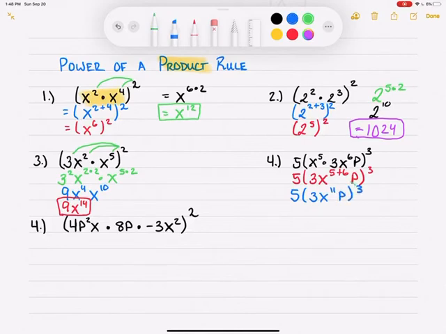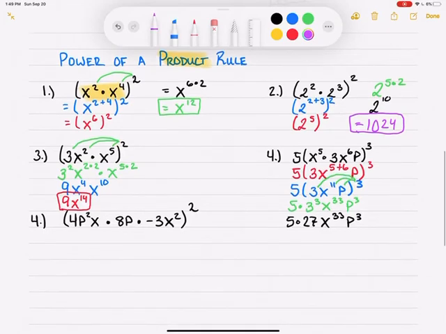Now I'm going to distribute that exponent of 3 to the coefficient 3, to the exponent 11, and to p. This becomes 5 times 3 to the 3rd, x to the 33rd, p to the 3rd. So now I have 5 times 27, x to the 33rd, p to the 3rd. 5 times 27 is going to be 135, x to the 33rd, p to the 3rd.